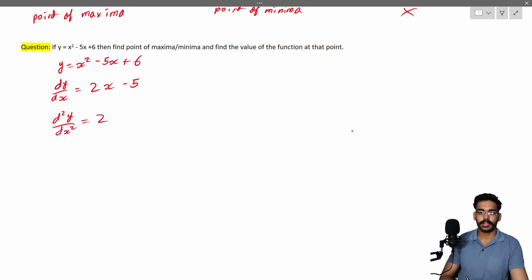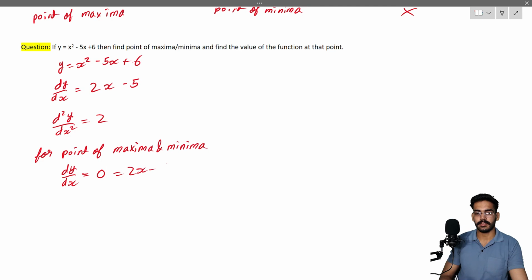Now for points of maxima and minima, dy by dx should be 0. Whether it's a minima or a maxima, dy by dx will be 0. So 2x minus 5 equals 0, and what I got is x equal to 5 by 2. So at x equal to 5 by 2, dy by dx is 0.